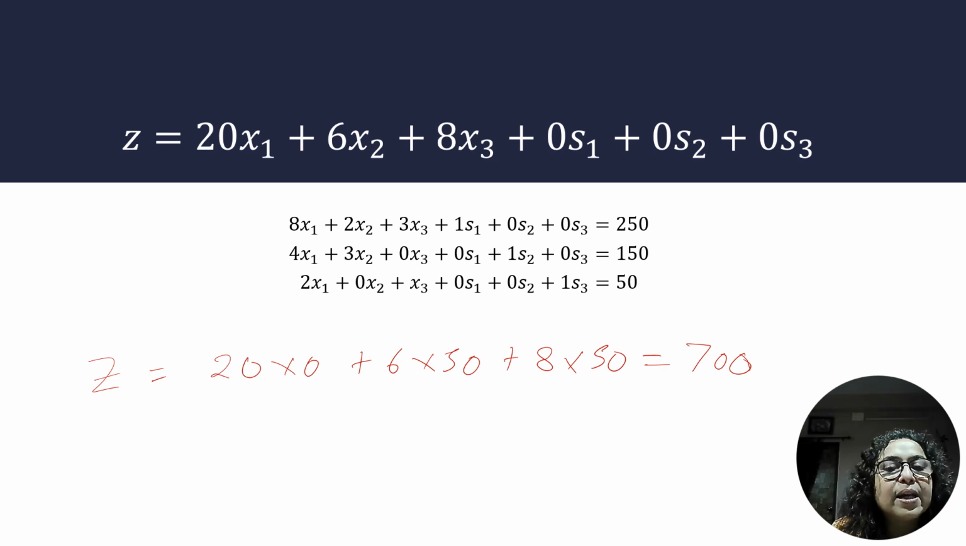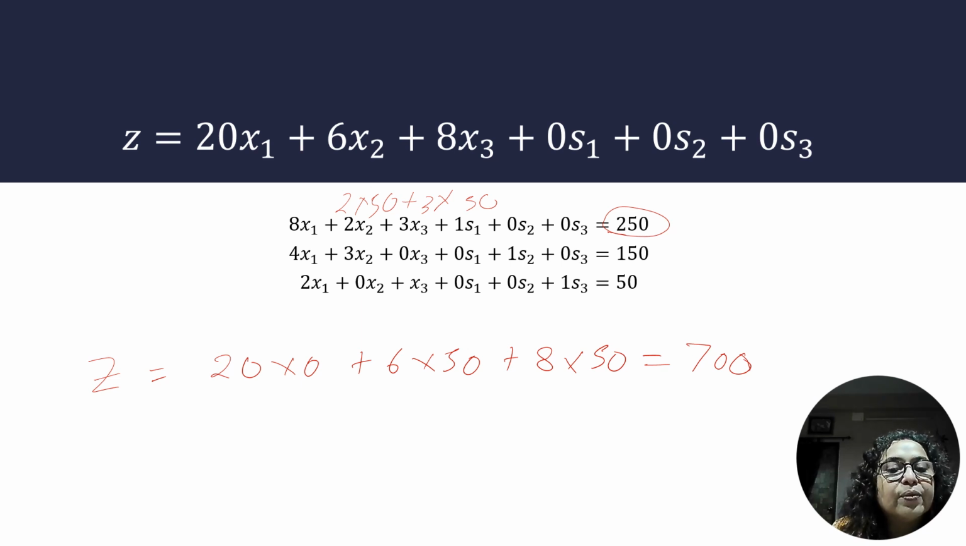And here if I see x1 is equal to 0, so this is 2 into x2, that means 2 into 50, that is 100, and plus 3 into 50, that is 150. So this is 150, this is 100, so I have 250. So this satisfies the first constraint.